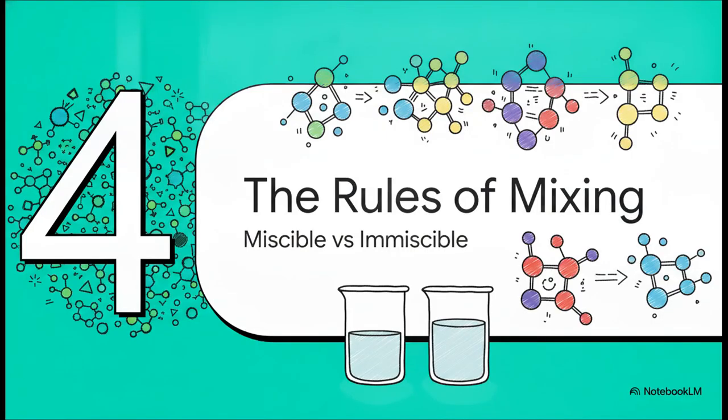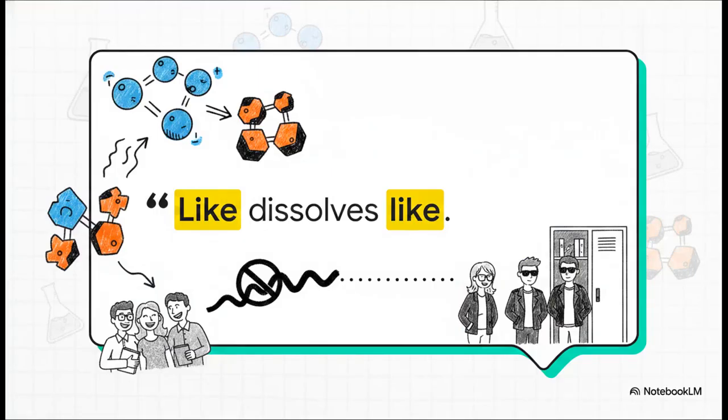Section 4. The rules of mixing. So what actually happens when we force different molecular societies to mingle together? Well, the golden rule of solubility is pure high school clique drama. Like dissolves like. Highly polar molecules only want to hang out with other polar molecules. Nonpolar molecules stick strictly to other nonpolar ones. They absolutely do not mix across clique lines.